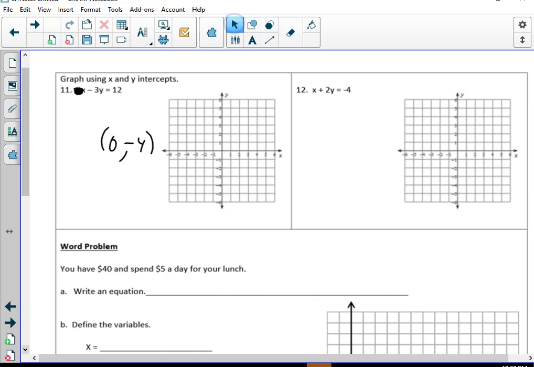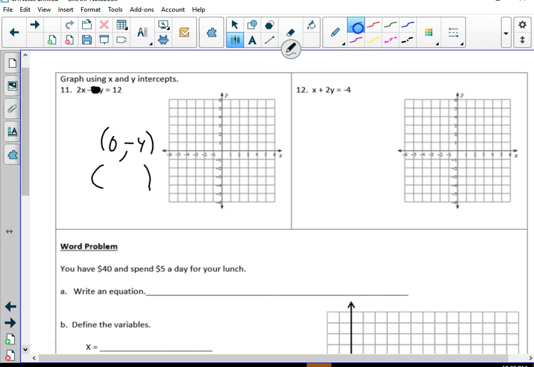Okay? So, now, cover up the y. What do we get for x? We got 2x equals 12. Solve for x. It is 6. And since we covered up the y, y is 0. So now we just put a dot at 6, 0. We put a dot at 0, negative 4. And we go back to kindergarten and connect the dots.